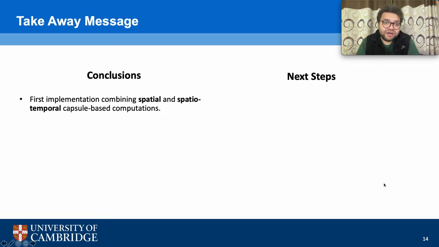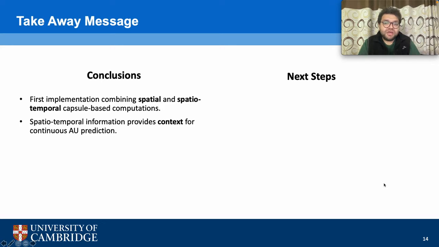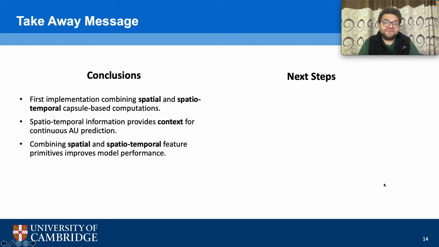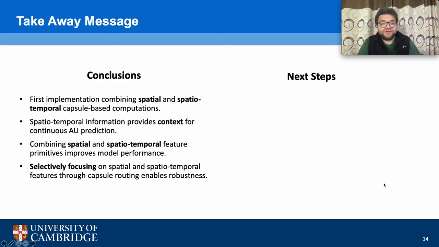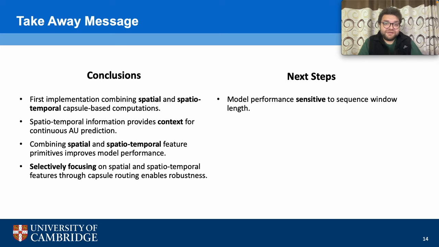To conclude, we present the first approach combining spatial and spatio-temporal capsule-based computations for AU prediction. We witness that adding spatio-temporal features along with spatial information greatly improves model performance by providing context, and also selectively learning to focus on spatial or spatio-temporal features enables a robust performance of the model. Yet we do see that the model is sensitive to the size of the sequence window being examined.